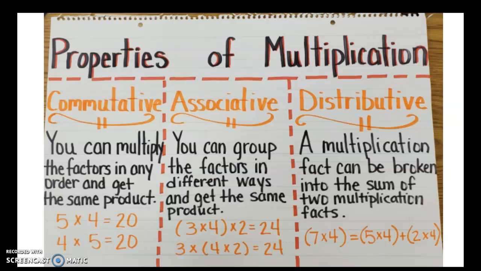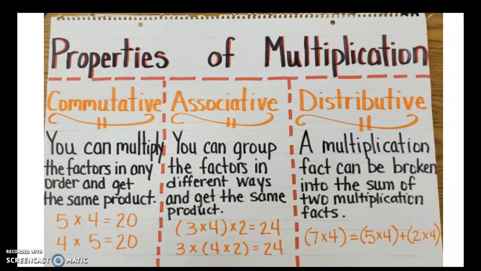So let's say you don't know what 7 times 4 is. Well, you can break up that 7 into a 5 and a 2 because 5 plus 2 equals 7. And I know what 5 times 4 is. That's 20. And I know what 2 times 4 is. That's 8. And then I can add those together and say, oh, 7 times 4 is 28.